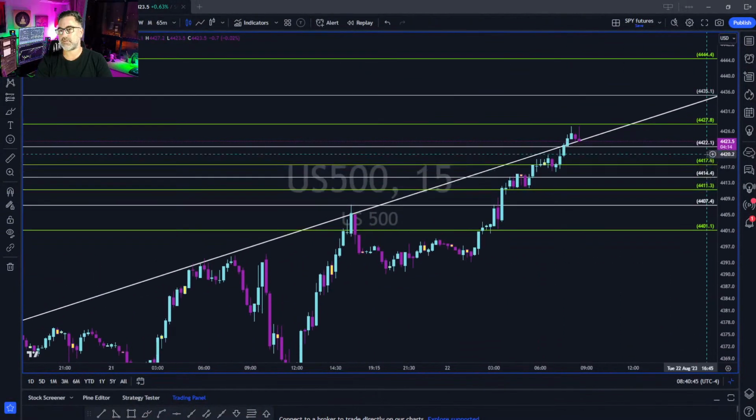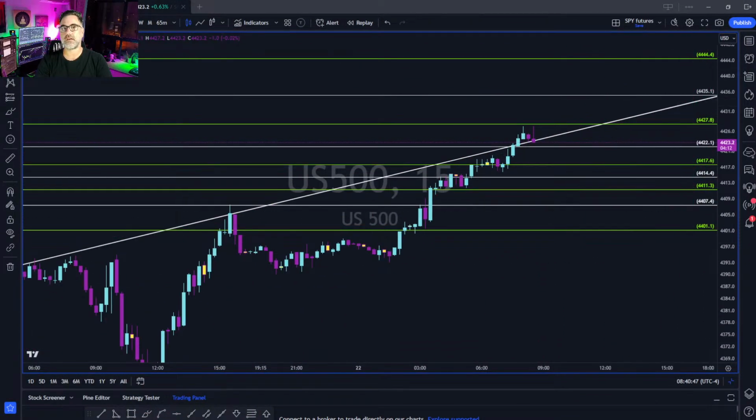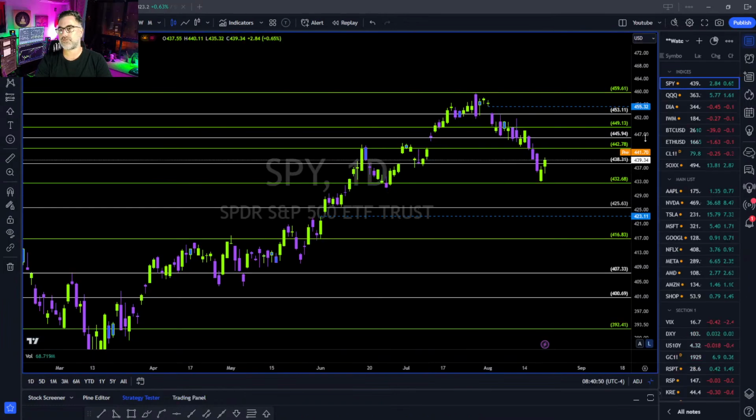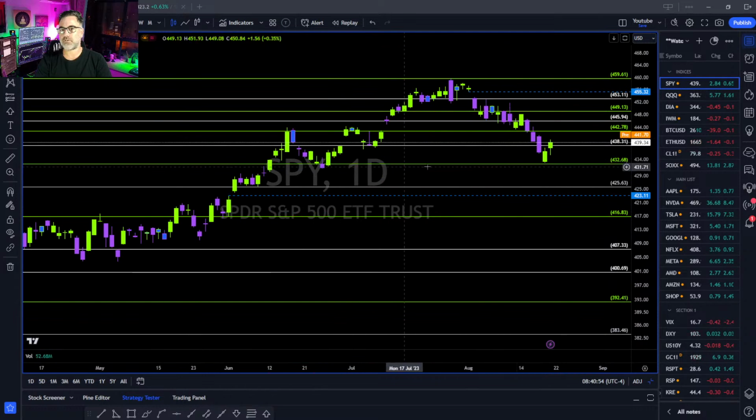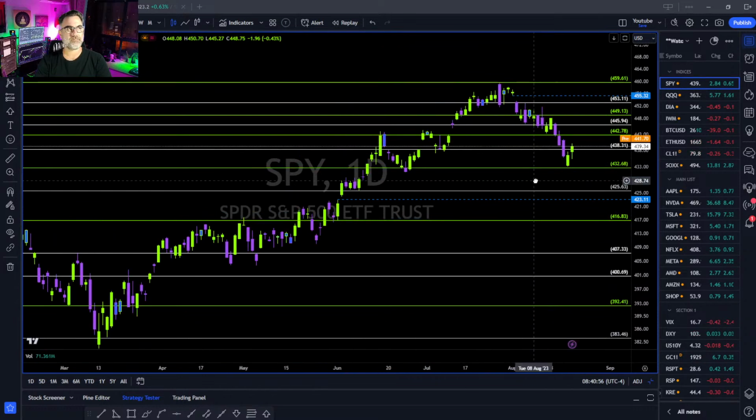Now, let's see where we are heading towards the trading day. SPY. Now the 432 on the daily.